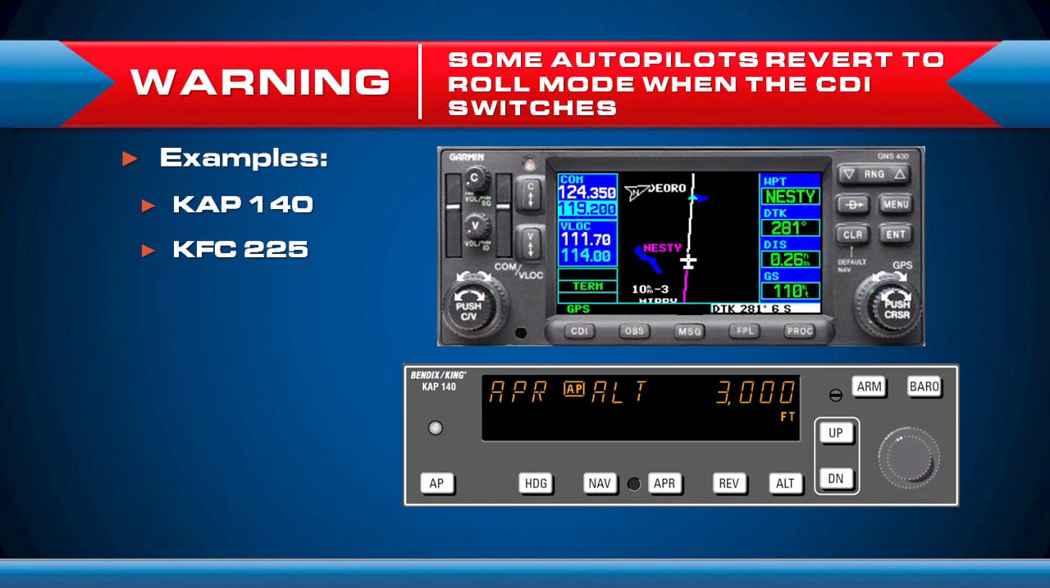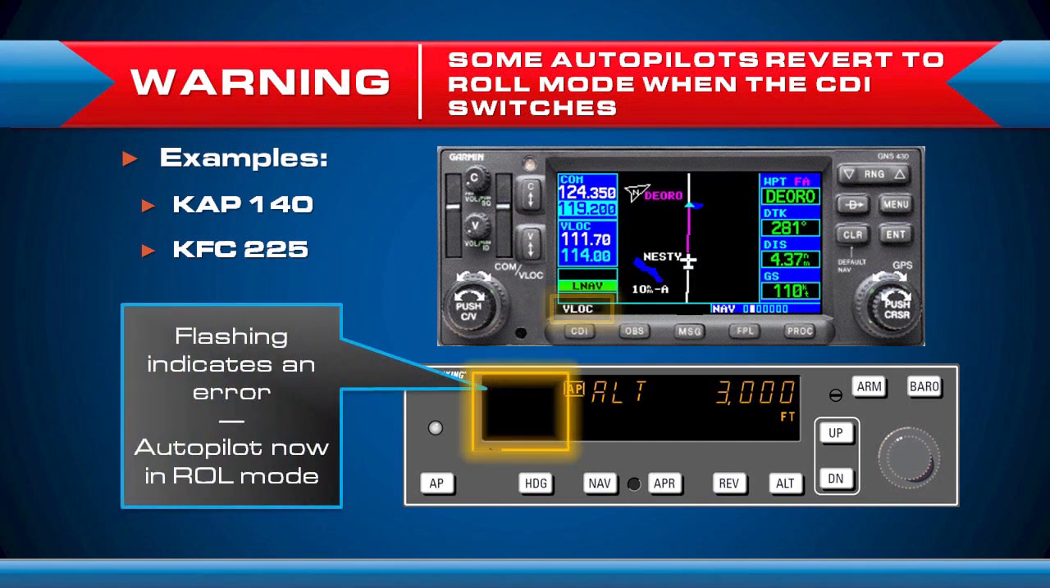And as the airplane comes up on Nesty, we've now learned that when the Garmin has the final approach fix as the active waypoint, the CDI will automatically switch from GPS over to VLOC. Now look what happened at the autopilot. Approach is flashing. That APR flashing means the autopilot has gone into roll mode. What's happened here, Mossy, is there's been a momentary interruption of the navigation signal as the Garmin switched from GPS to VLOC. And when the autopilot sees that, it kicks itself out of approach mode.